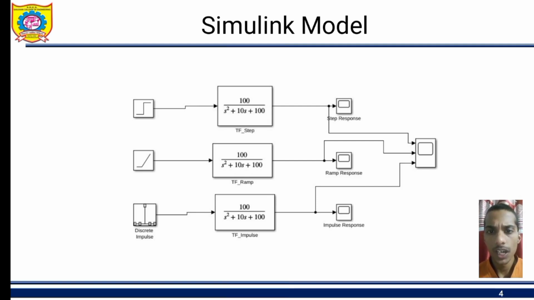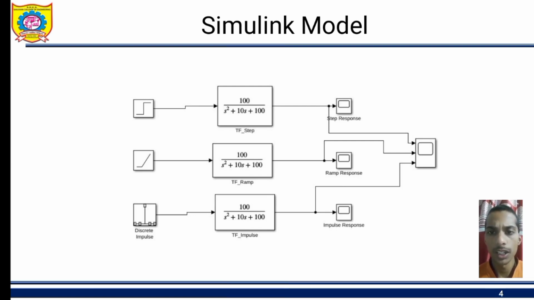In that, we have used a step input, that is the top branch, a sudden change from 0 to 1. It is used to check how quickly and accurately the system reaches a steady state after a sudden change in command. Then in the middle branch, we have used a ramp input. It is a steadily increasing input over time. Then we have used the impulse input on the bottom branch, in which a sharp spike at t equal to 0, that is a discrete impulse. It checks the natural response of the system.